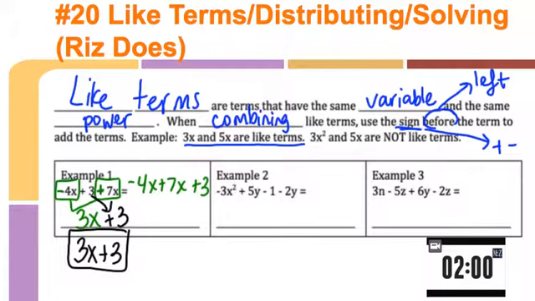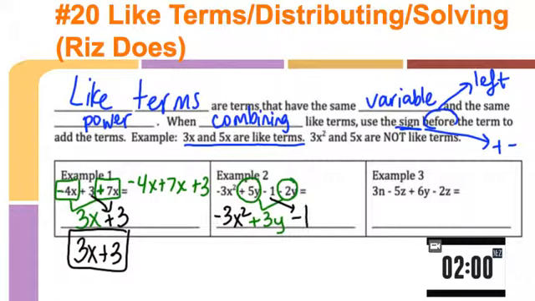Again, I'm looking through each of these terms and determining whether or not they have the same variable and the same power. So I see negative 3x to the second power, positive 5y, negative 1, and negative 2y. I notice that positive 5y and negative 2y are like terms because they have the same variable and the same power. Everything else I'm just going to bring down, so negative 3x to the second power, positive 5 subtract 2, that's a positive 3y, and then I'm going to bring down my negative 1.